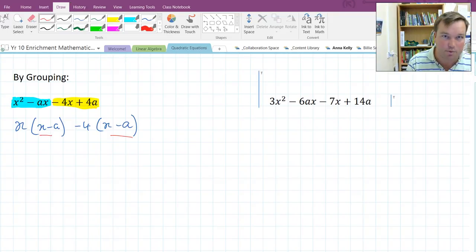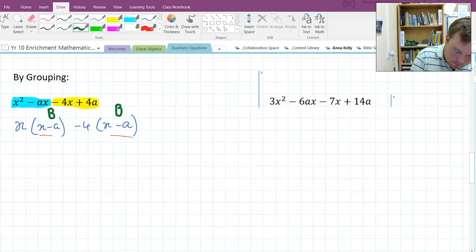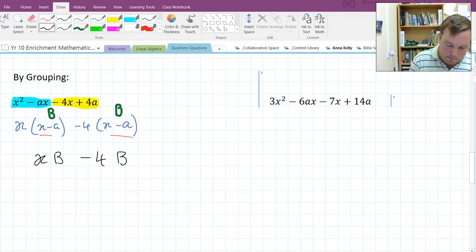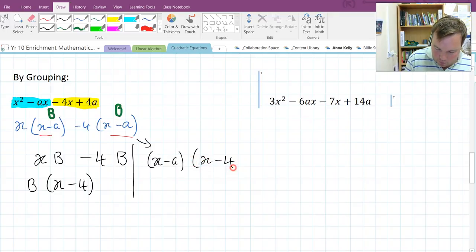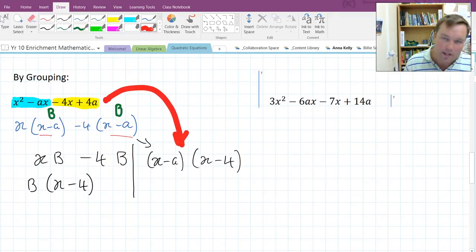Now, this is a conceptual leap for some people. If I just imagine this whole thing as b, this would look like xb minus 4b. And you would factorize that by chucking the b out the front: b times x take 4. That's effectively what we're doing here. We wouldn't normally put it in terms of b, but we can take out the common factor. The common factor is x take a, and what we're left with is x take 4. So in order to factorize this here, we would go like that.